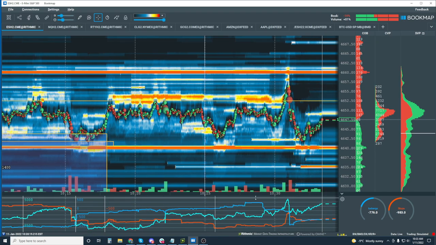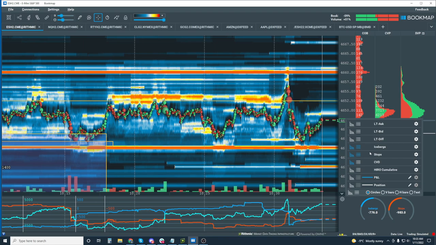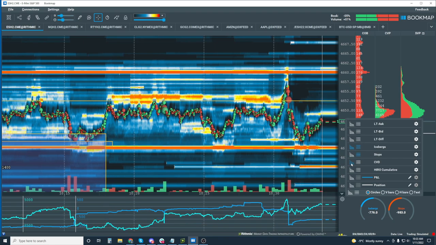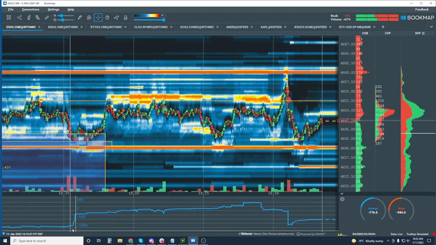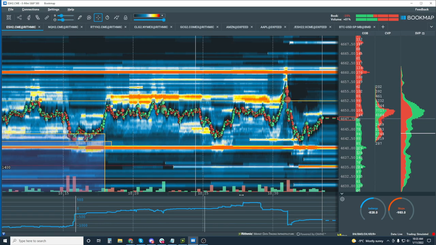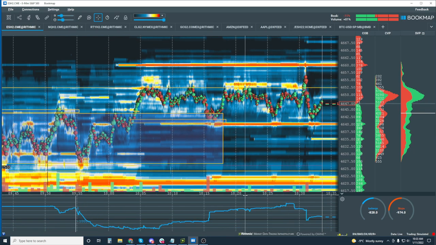Okay, icebergs are all over the place as well. We're not getting too much from our icebergs. You can see it here. This is pretty good buying down here. A lot of selling in here.